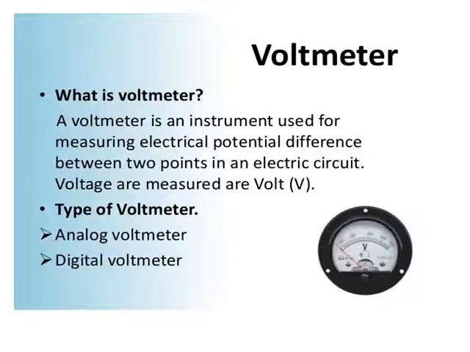Like the ammeter which measures current, we have another instrument called voltmeter. A voltmeter is an instrument for measuring the potential difference. The model of the voltmeter is shown in the diagram. What is a voltmeter? A voltmeter is an instrument used for measuring electrical potential difference between the 2 points in an electric circuit. Voltage is measured in volts, and the types of voltmeters are analog and digital voltmeters.